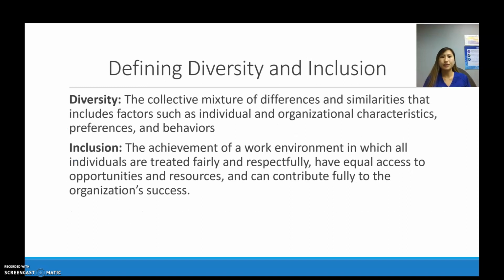Defining diversity and inclusion. Diversity can be defined as a collective mixture of differences and similarities that includes factors such as individual and organizational characteristics, preferences, and behaviors. Inclusion can be defined as the achievement of a work environment in which all individuals are treated fairly and respectfully, have equal access to opportunities and resources, and can contribute fully to the organization's success.